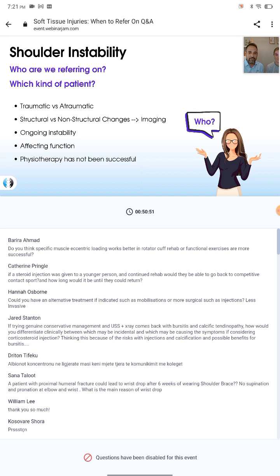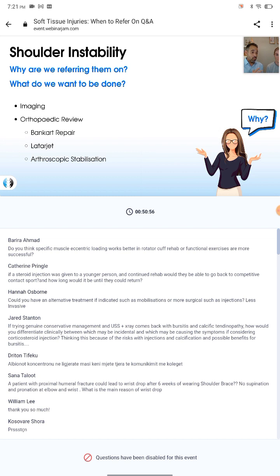So, moving on to why we're referring them on, as you said, Marie, we might think about imaging if they've got specific structural issues, like a Bankart tear, which is a tear in the anterior inferior portion of the glenoid labrum, which is causing their instability. Then that can be looked at with a Bankart repair.